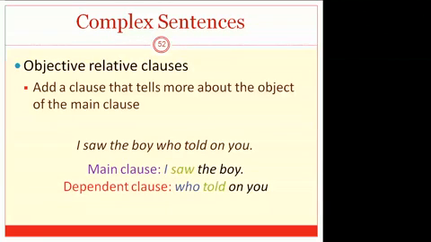It could stand alone. The dependent clause is another full clause with its own subject and predicate that tells us more about the object of the main clause. It tells us more about the boy. The dependent clause is who told on you. It has the subject who, the main verb told, and on you. So I saw the boy who told on you is a short sentence, but it has complex sentence structure because it uses an objective relative clause.